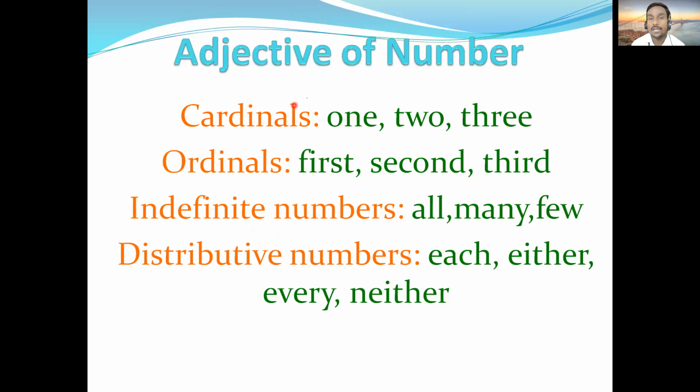On the next slide, we are continuing the discussion of adjectives of number, and adjectives of number can be ordinals, cardinals, indefinite numbers, distributive numbers. So, what are cardinal numbers? Cardinal numbers are counting numbers, 1, 2, 3, 4, and I just told you this is infinite. So all numbers will come here. These will be cardinal numbers.